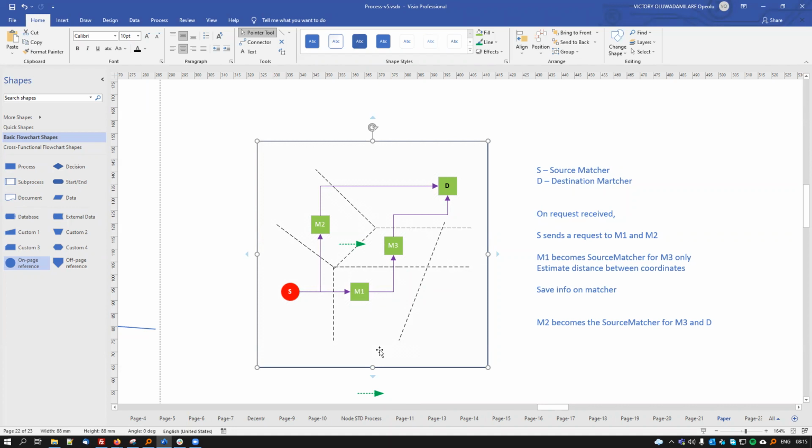For example, if M2 is trying to decide if it needs to forward to M3, you can draw a line between the source matcher, between S and M3, and ask the question, am I the closest one? From the line you draw, you can clearly see the closer one is M1 and not M2. You see that? So in that case, M1 will forward to M3, but M2 should not forward to M3. Is that clear?